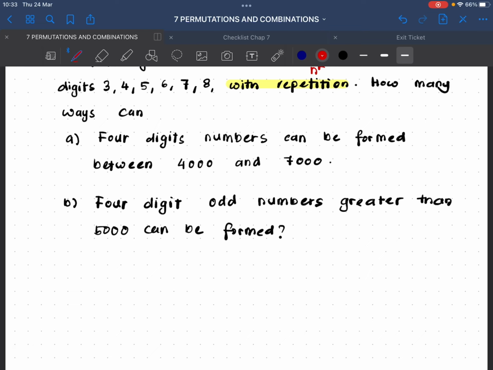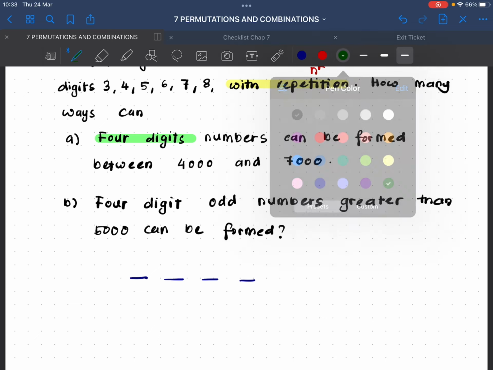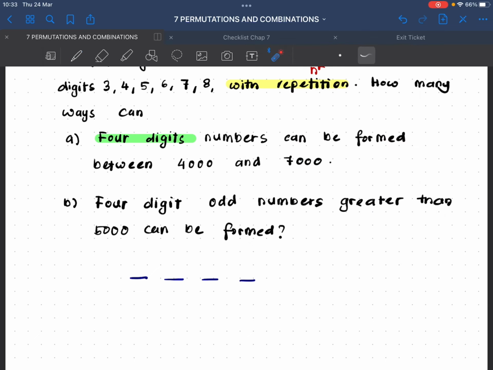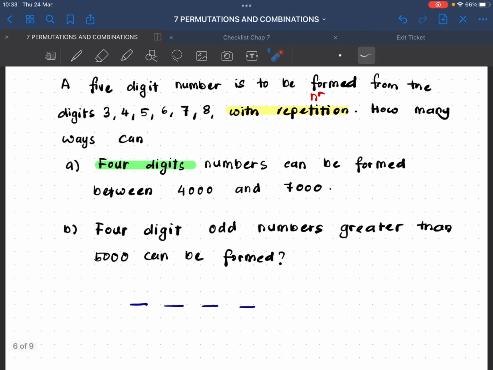So here we have 4 digit. Dia nak 4 digit, so that is what you have to write. Okay, 4, 1, 2, 3, 4. Okay, 4 digit. Okay, so 4 digit numbers can be formed between 4,000 and 7,000. So 4,000 start with 4. Nombor apa yang kita boleh letak dekat sini? Dikatakan be formed between 4,000 and 7,000. So nombor apa yang kita boleh letak dekat depan?